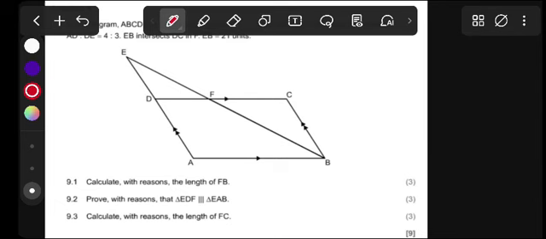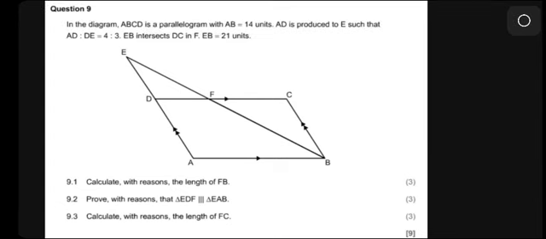We're given this typical question. Question 8 says, in the diagram ABCD is a parallelogram with AB equal to 14 units, and AD is produced to E such that AD to DE is 4 to 3. Those are ratios, by the way.